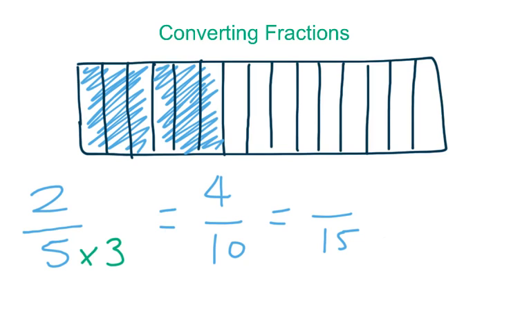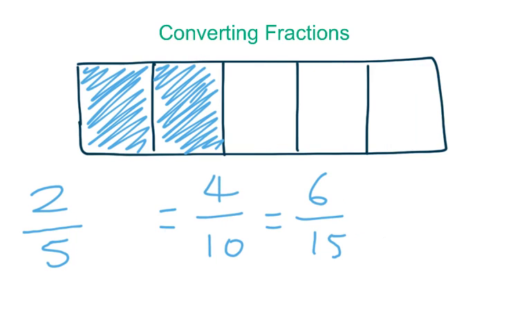And as a result of cutting each piece into 3 pieces, each of my blue pieces, now there are 3 times as many. So it's 2 pieces originally, but now there are 3 slices within each. So it's 2 groups of 3, so 6. 15ths is what I've ended up with. So we keep our 2/5 being converted into 4/10 and 6/15 as answers on the screen here.